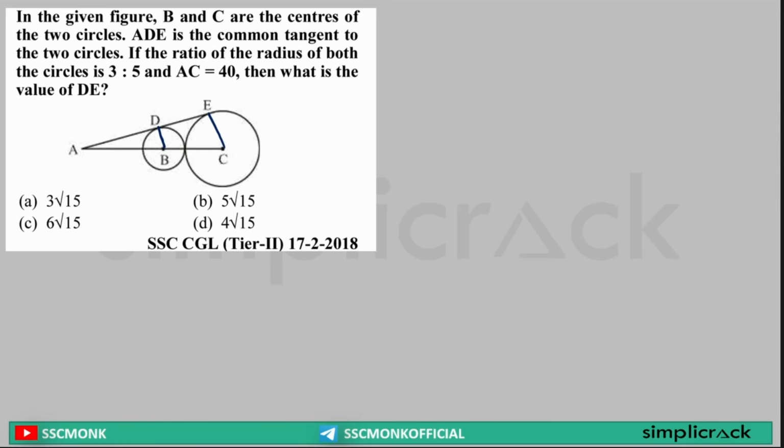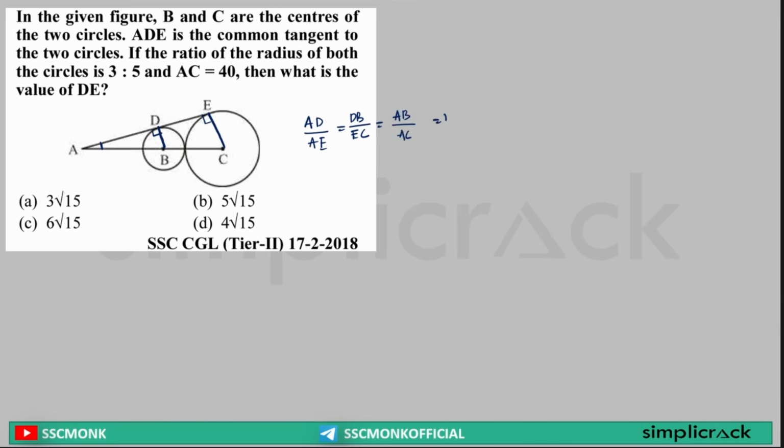Yes or no? Yes. Now see, the triangles ADB and AEC are similar. Why? 90 degree, 90 degree. Yes or no? Yes. Angle A is common in both cases, because in ADB there will be angle A, in AEC there will be angle A. That means they are similar, not congruent. Remember this, similar. That means I can write AD by AE is equal to DB by EC is equal to AB by AC. Yes or no?